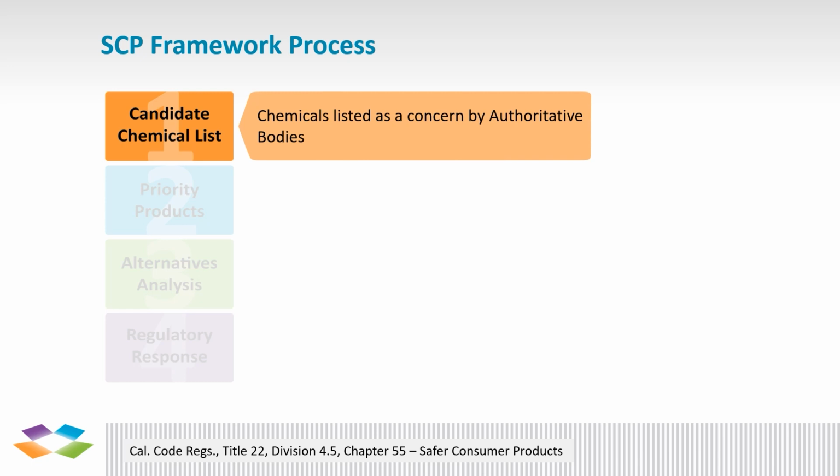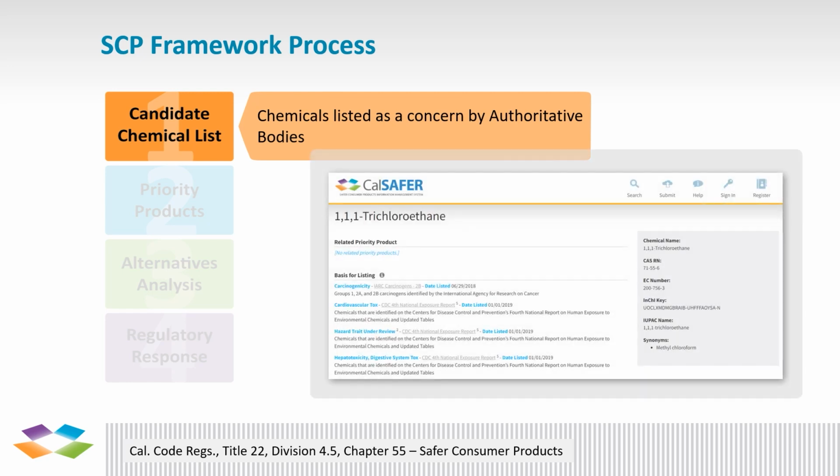The CC List is a compilation of chemicals that have been identified as having known hazard traits or exposure potential, either by DTSC or by one or more of 23 other internationally recognized authoritative bodies. When DTSC adds chemicals to the CC List, it is done through a public rulemaking process. If you go to the CalSafer website and click on the Candidate Chemicals List, you can search for chemicals and see their properties of concern.